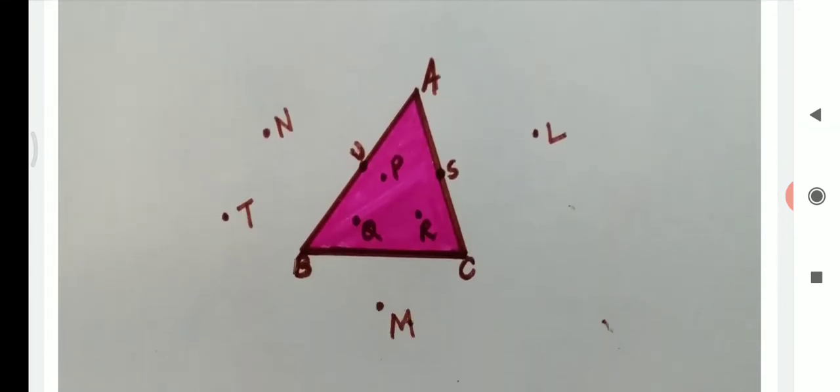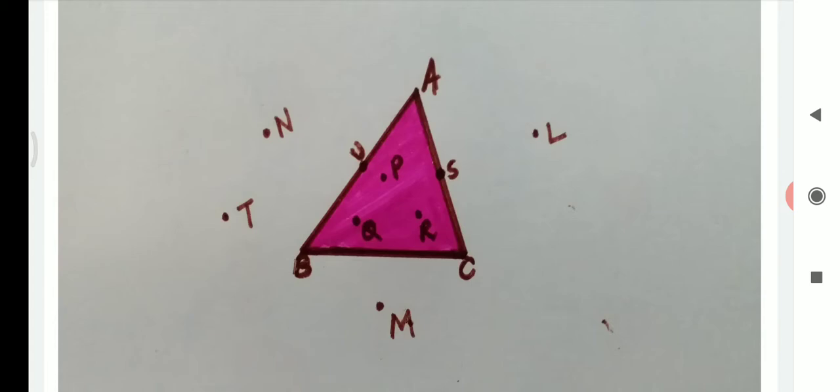If all of you are aware of interior, exterior and the triangle itself, just try to tell me a few points or all the points which lie in the interior of the triangle. In the interior of the triangle means the pink part. The points are P, Q and R. Can you tell me the points in the exterior of the triangle? Yes, in the white part: M, point L, point N, point T. Right, all of you? What about the remaining points?